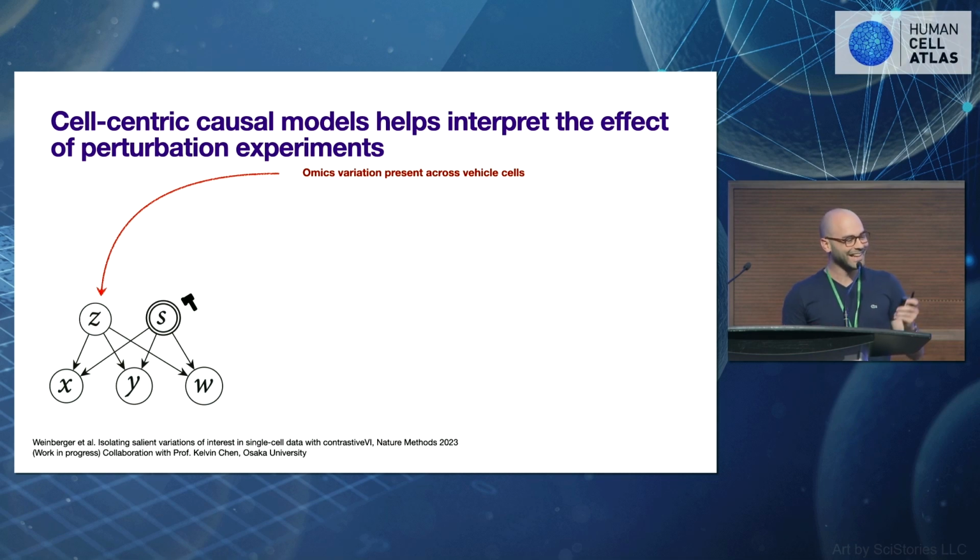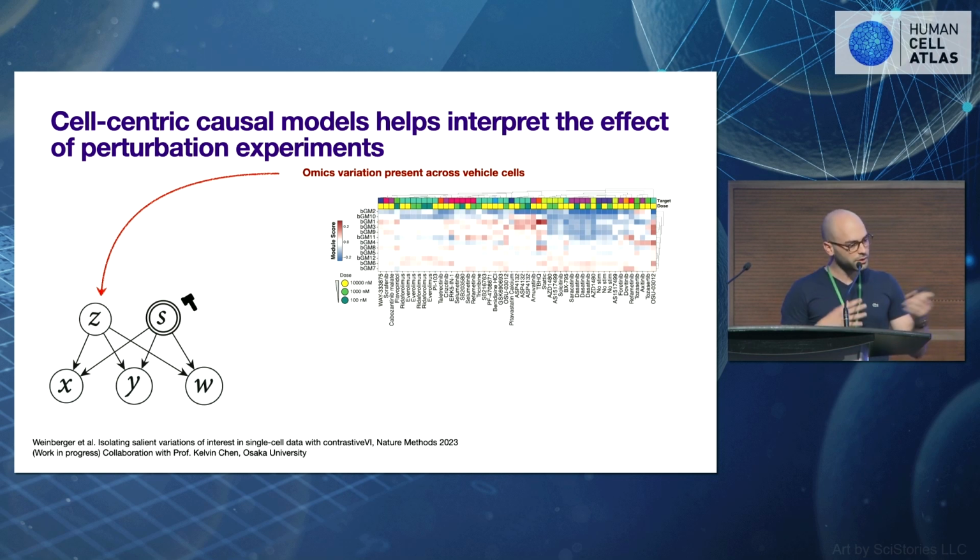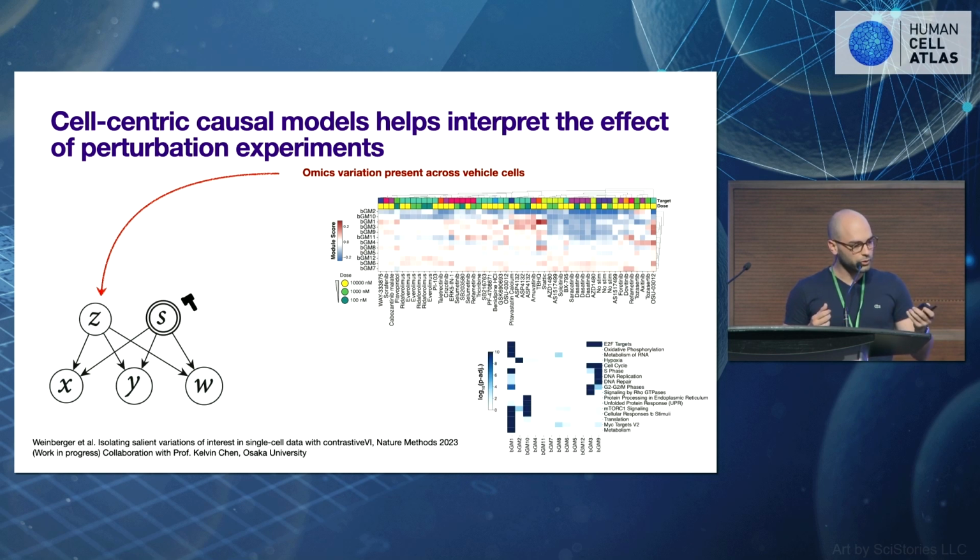that in my Z space, the way I think about it, I want to put in there the omic variation present across vehicle cells. And indeed, I can use Hotspot to get an idea of what the gene modules present in that latent space are. I can go back to the user gene module to get gene sets and enrichments. And we see a lot of cell cycle, but because it's T cells, we actually see a lot of other things like metabolism, oxidative phosphorylation.